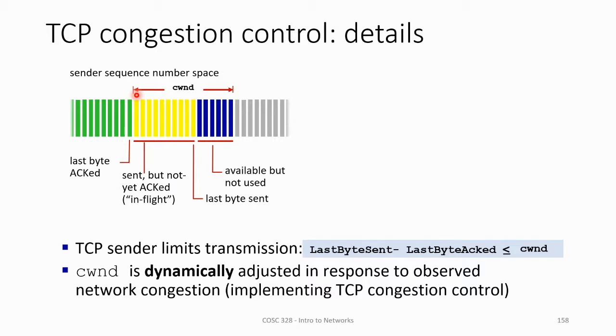So the sender basically, how does it control the congestion? The sender limits its transmission to the last byte that is sent minus the last byte that is acknowledged. It should be some number less than or equal to the CWND, that congestion window. So this is pretty simple. The point is that this congestion window is a dynamic number.